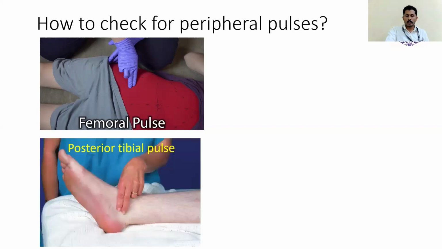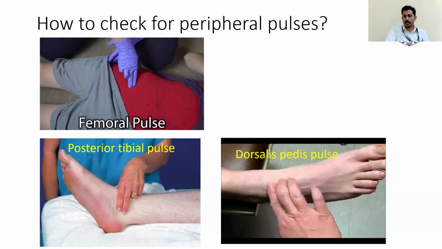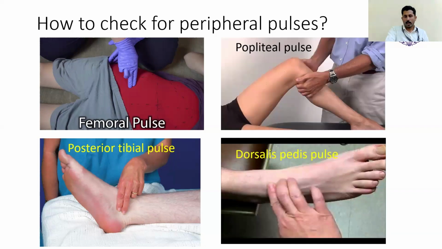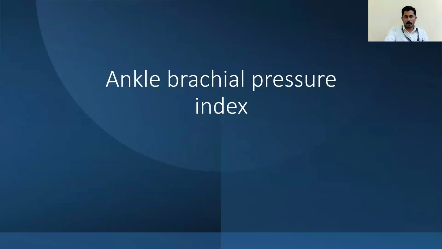Posterior tibial pulse will be checked on the medial aspect, posterior to the medial malleolus, at the junction between the line joining the medial malleolus and the calcaneal tip, the junction between the medial one-third and lateral two-third. Then dorsalis pedis, and popliteal pulse. Popliteal pulse will be difficult to elicit in an obese patient, still it's worth checking.